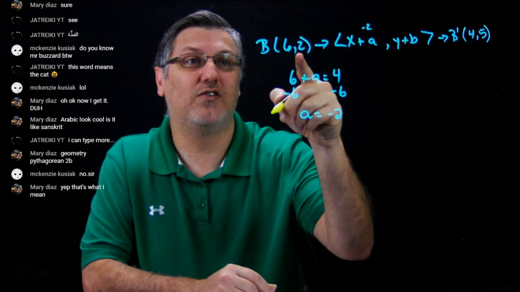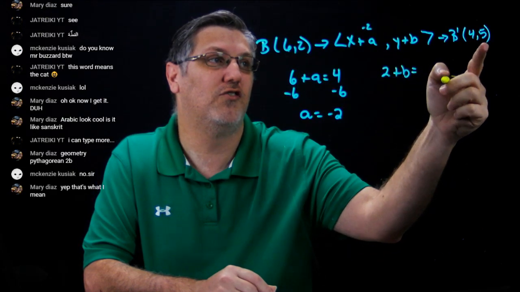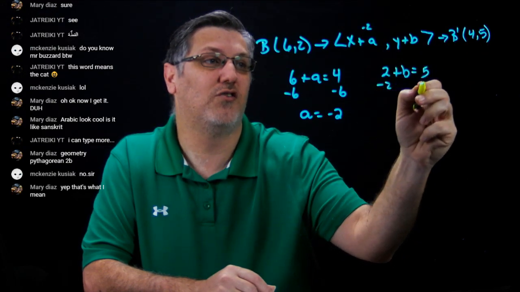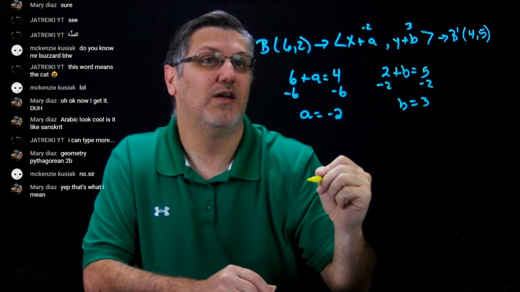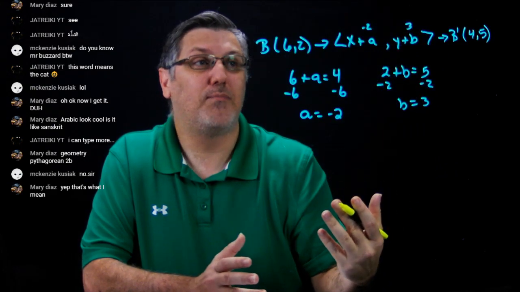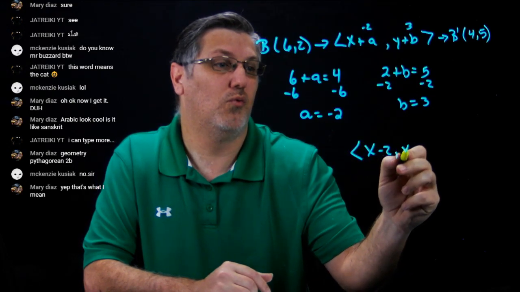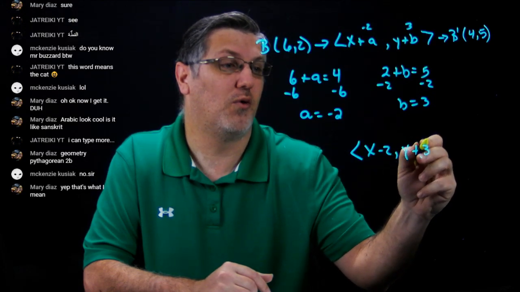Do the same thing for y. I take this y, plug it in here. So I get 2 plus b equals, as you guess, this y value, which is 5. Subtract 2 from both sides, and I get b equals 3. So the mapping is going to be x minus 2, y plus 3. That's all the question's asking for, what is the mapping.